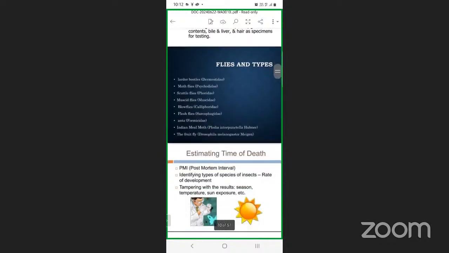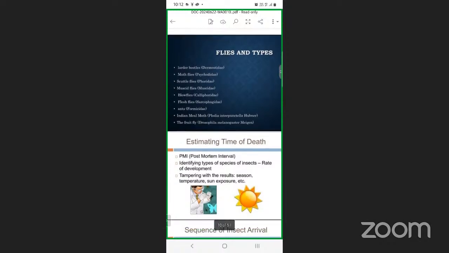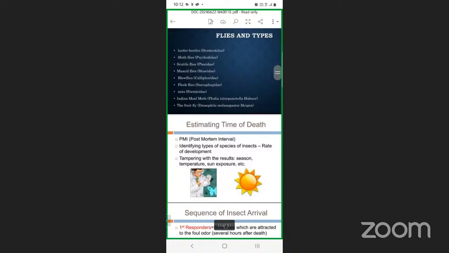What are the flies which play an important role in forensic studies? The larder beetles, moth flies, cuttle flies, mussel thieves, blowflies, flesh flies, meal moths, fruit flies, etc. For the postmortem interval, we identify the types and species of insects, rate of development, tampering with results, season, temperatures, and exposure.